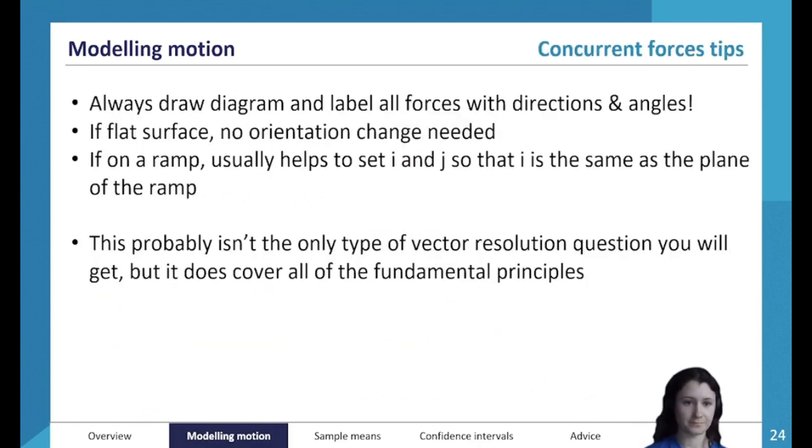So just some tips with modelling motion. Always draw diagrams and label all forces with directions and angles. If you have a flat surface, there's no orientation change that you need to make. But if you're on a ramp, it usually helps to set our ij so that they're on the same plane as the ramp. You can rotate those axes. It makes things a lot easier.